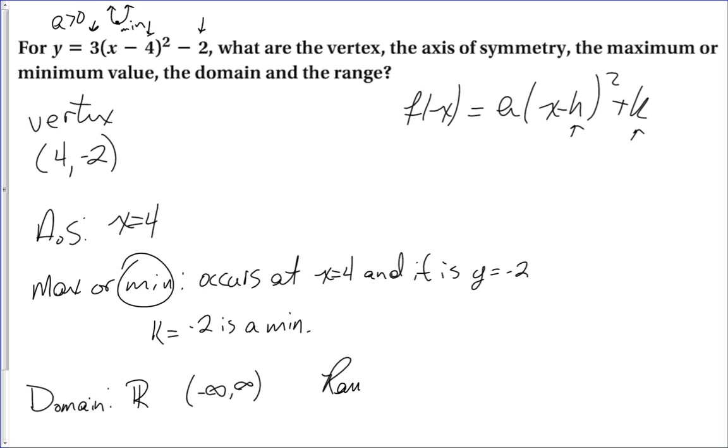All right, and now our range. Since we know that -2 is our minimum value for y, and the range is all the y values, we know that the smallest our y values can get is -2. It's going to open upwards forever. So our range is going to be [-2, infinity), because since k equals -2 is a minimum, -2 is the smallest it can get, and then it'll go on to infinity and beyond.